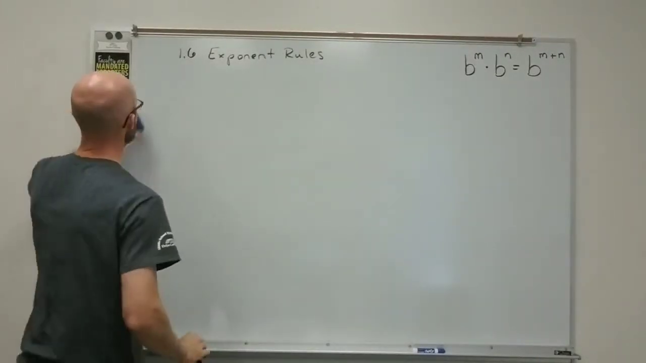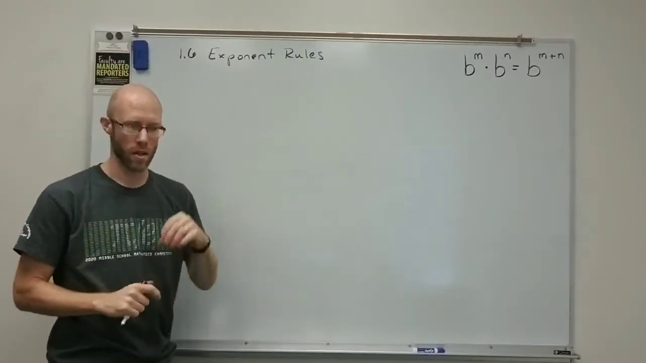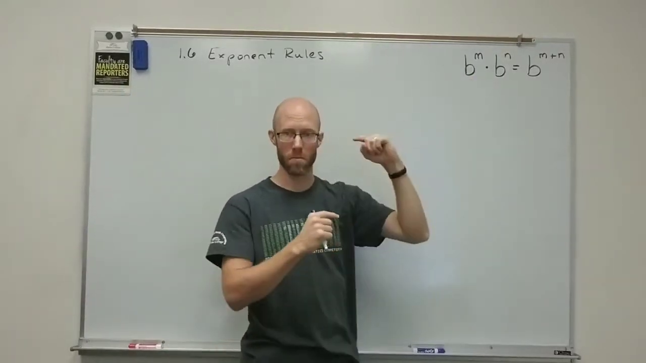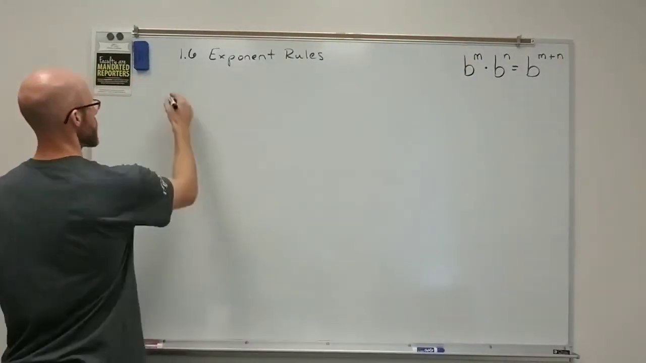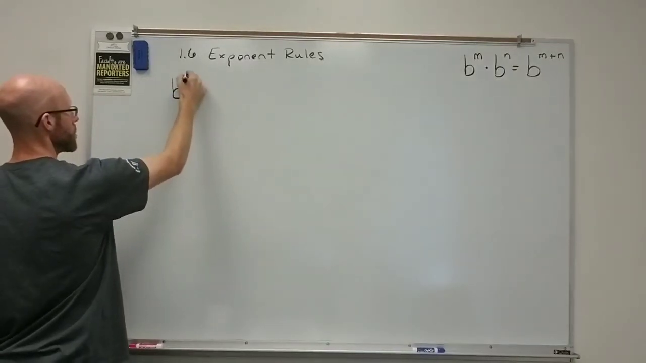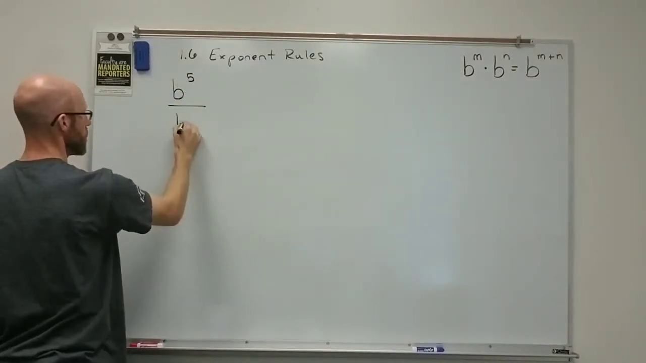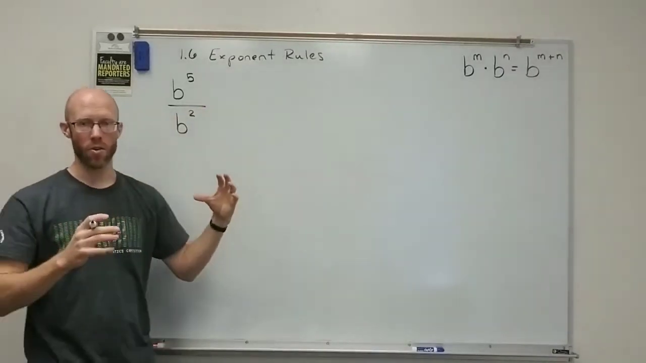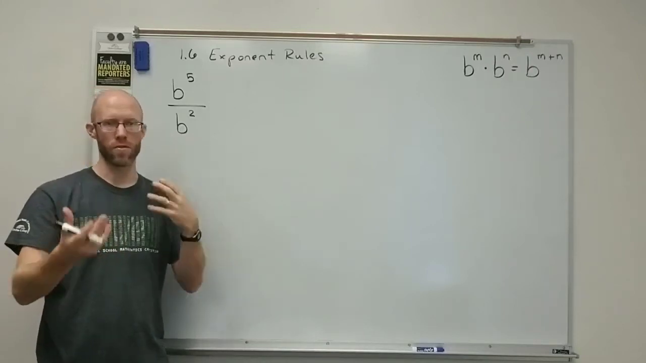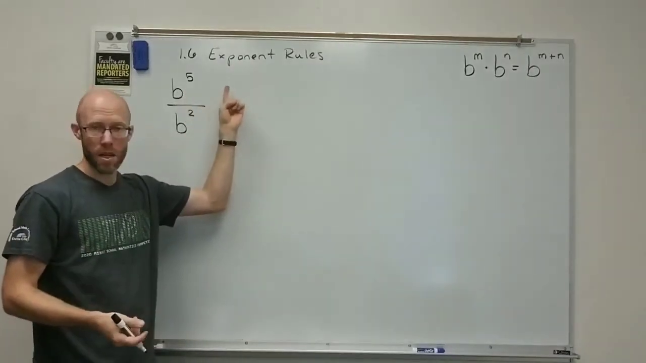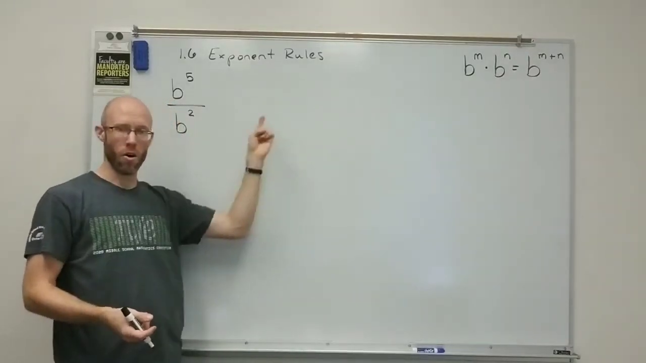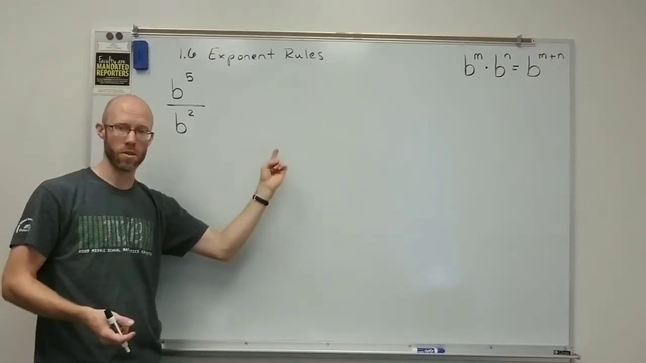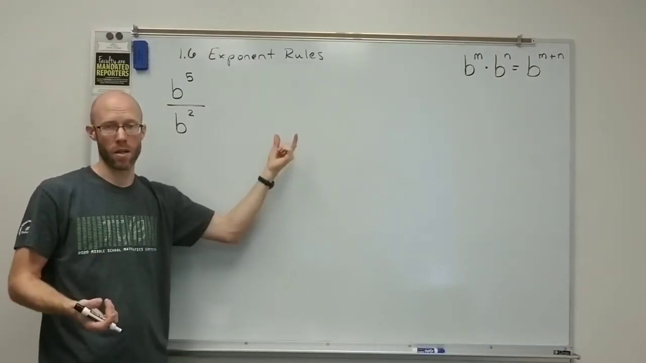So the next one is going to be a quotient rule. Instead of multiplying the 2 bases, you're going to be dividing or putting them in a fraction. So I'd have something like b to the 5th over b to the 2nd. And again, if I expanded these out, just a brief description without writing it all out, it's 5 b's, b times b times b times b times b, over 2 b's, b times b on the bottom. And then you cancel common factors and it reduces down to just 3 b's, so it's b to the 3rd.